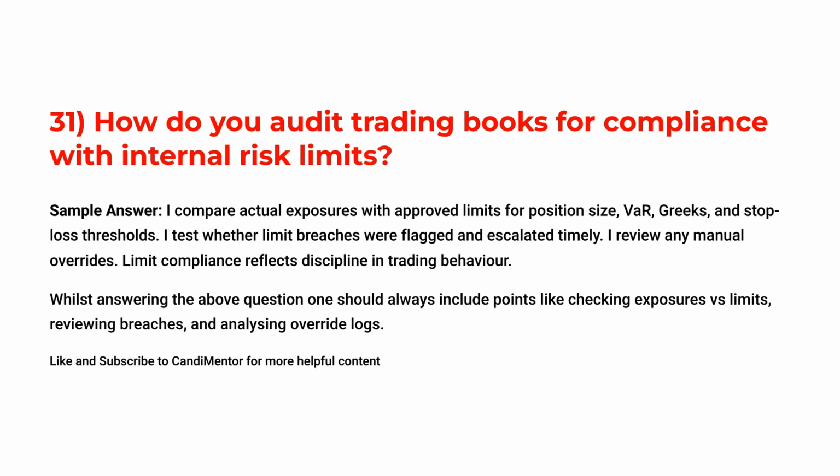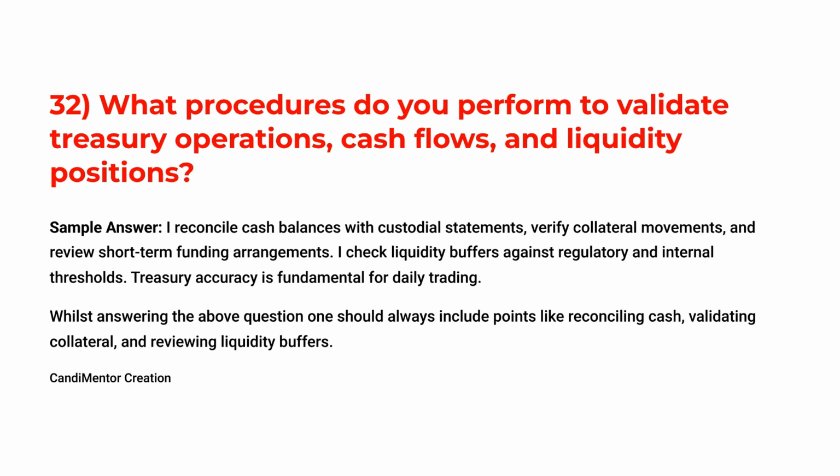How do you audit trading books for compliance with internal risk limits? Sample answer: I compare actual exposures with approved limits for position size, VAR, Greeks, and stop-loss thresholds. I test whether limit breaches were flagged and escalated timely. I review any manual overrides. Limit compliance reflects discipline in trading behavior. While answering the above question, one should always include points like checking exposures versus limits, reviewing breaches, and analyzing override logs.